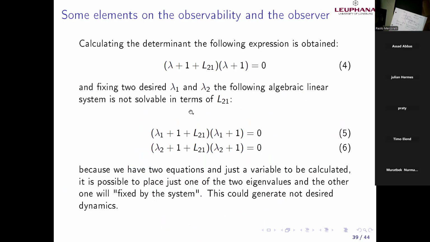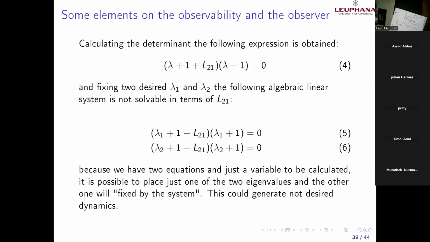We can see here that it seems that I can fix lambda 1 and lambda 2, but we have just one equation. I mean, this system reflects a contradiction, because with L11 we have to fix lambda 1 and lambda 2. This is not possible. We can fix either lambda 1 or lambda 2, but not both.